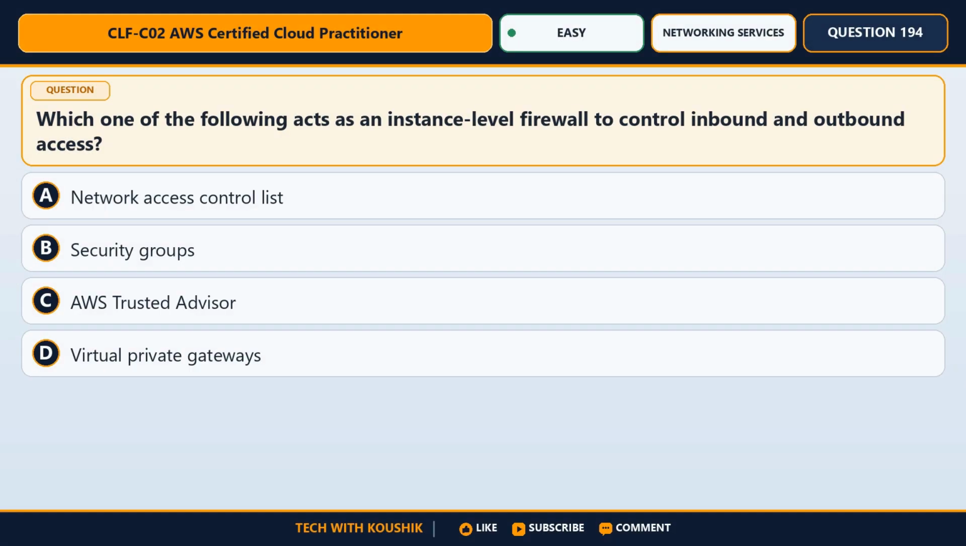Question number 194. Which one of the following acts as an instance-level firewall to control inbound and outbound access? Option A, Network Access Control List. Option B, Security Groups. Option C, AWS Trusted Advisor. Option D, Virtual Private Gateways.